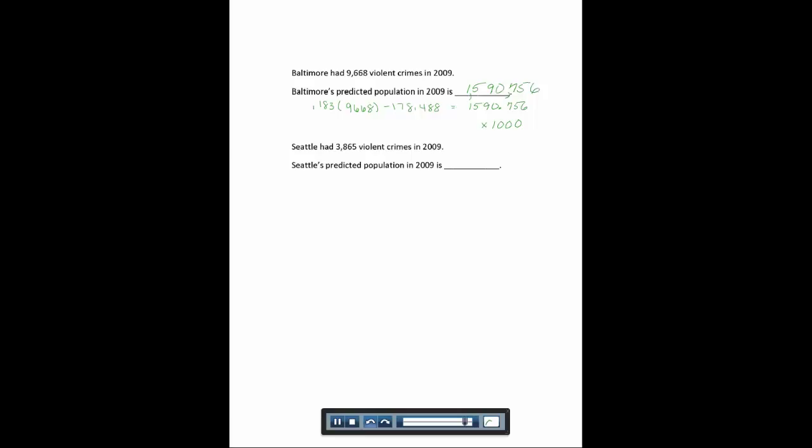Okay, and then it says Seattle had 3,865 violent crimes. So to predict their population, we would take 0.183 times 3865 minus 178.488. And that gives us 528.847. And again, we multiply this by 1,000 since the population was given in 1000s. And we estimate their population to be about 500,000. 528,847.